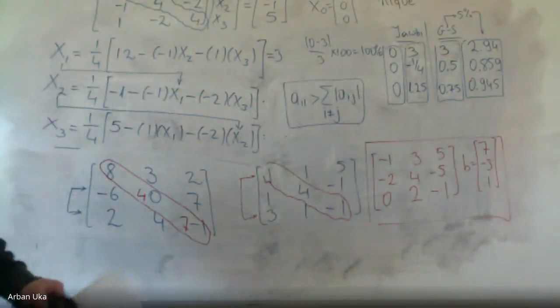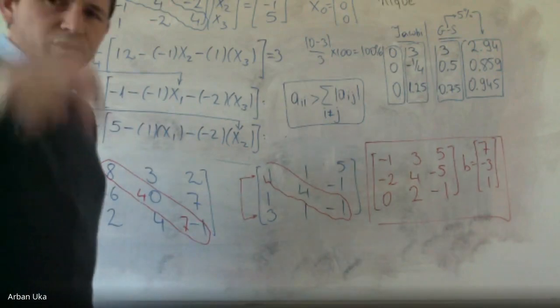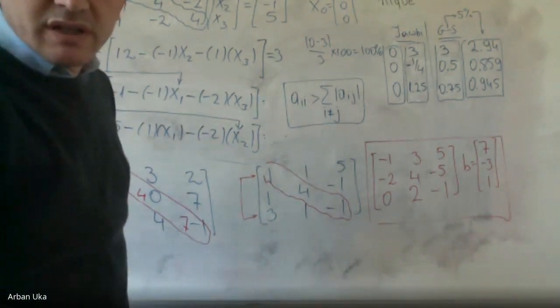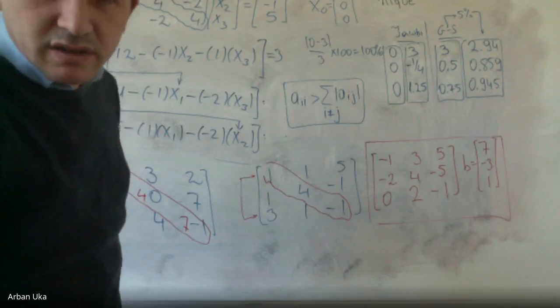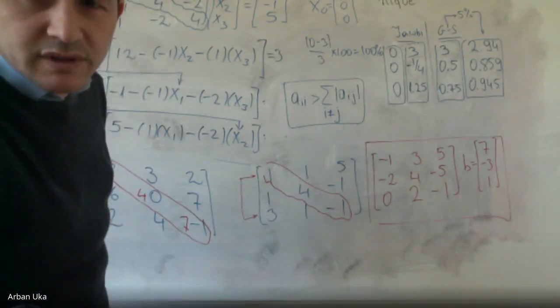So will this system converge? That's the question. And for this, do we have any answer? I mean, any idea? Any guess? Okay, Bjorn. Yes, Bjorn. I see, switch rows.